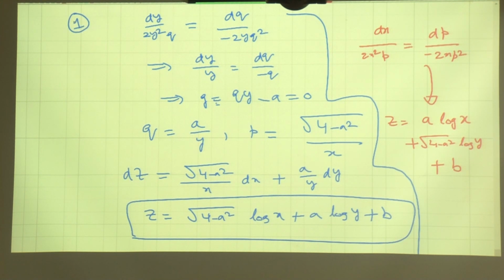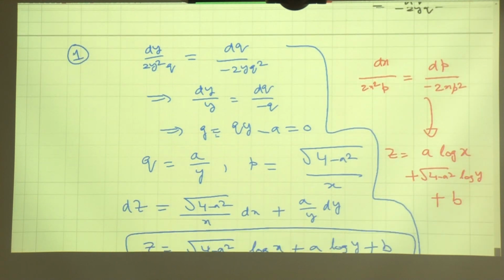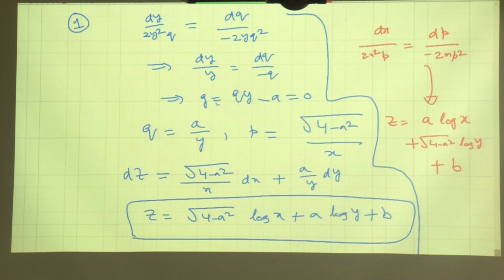Both are complete integrals. Okay? But if you look from a long shot, both look the same. B is outside, root 4 minus a square sometimes hanging with log x, sometimes with log y, a log y. But if you see, the equation itself is quite symmetric in x and y: x square p square, y square q square. So there is a comment on this, that's why I wanted to do this. He says these two complete integrals are equivalent.